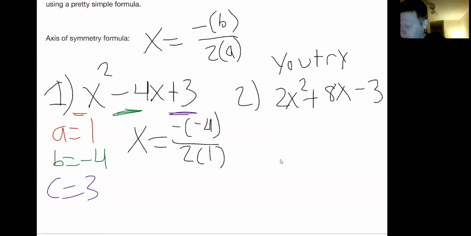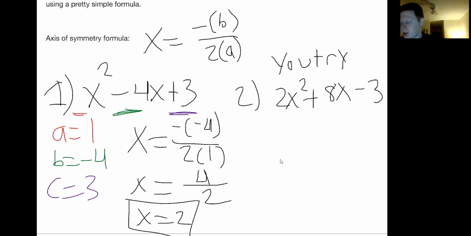So we just need to clean this up a little bit. Basically this top part, you just change your sign. Since it's a -4, you're going to have a +4 on top, and then multiply the bottom. 2 times 1 would be 2. Then just divide this in your calculator. 4 divided by 2 would be 2. So that would be my axis of symmetry. But basically the idea with this formula is you change the sign of your b, then divide it by 2 times your a.